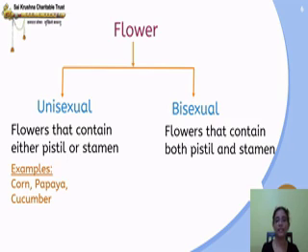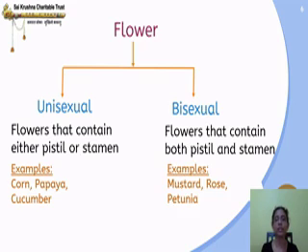Now coming to bisexual flowers. These are flowers that contain both male and female reproductive parts. That's the pistil and the stamen. You have examples like the mustard, the rose and petunia.